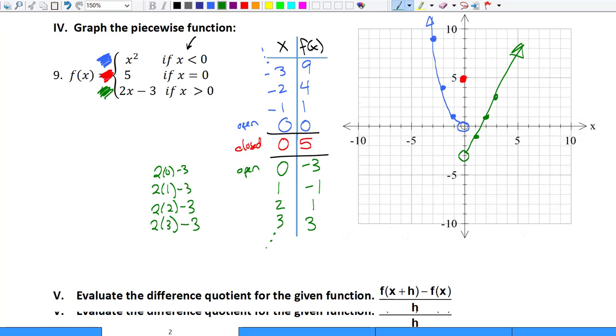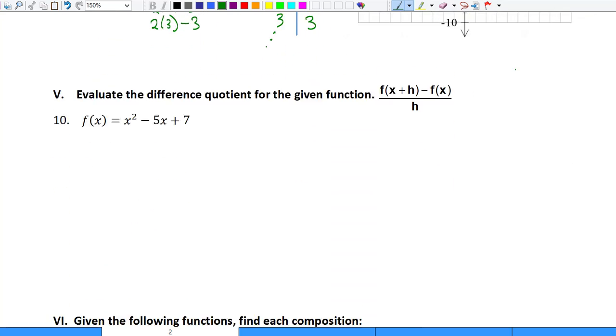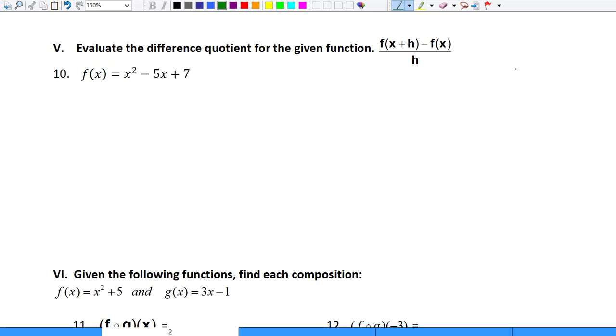And that finishes that problem. For the next problem, we have: evaluate the difference quotient for the given function. Now, I gave you the difference quotient here, and then I gave you the function. So you don't have to memorize the difference quotient until you get to calculus.